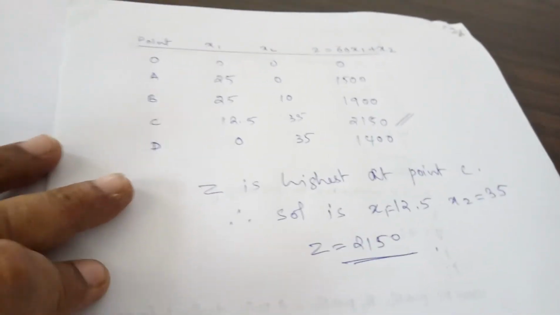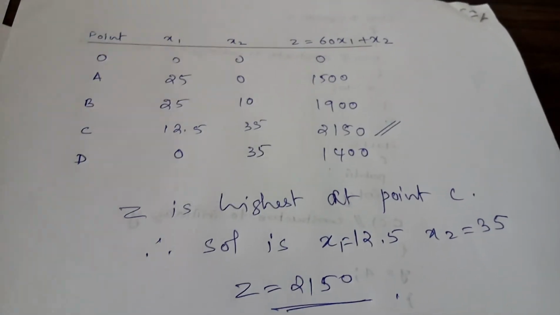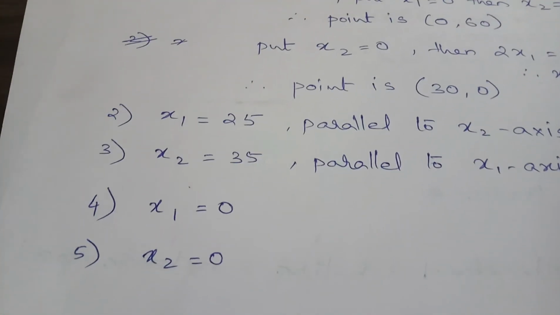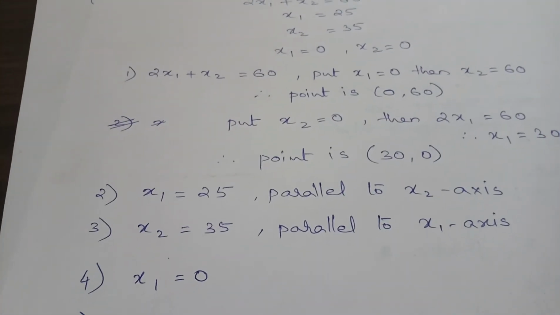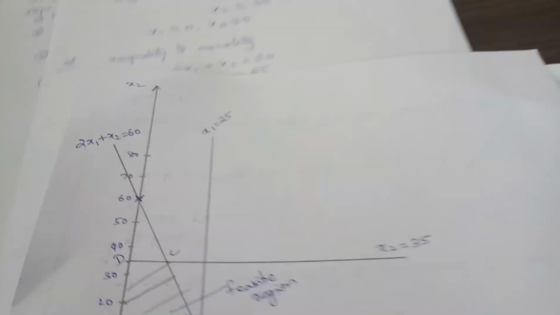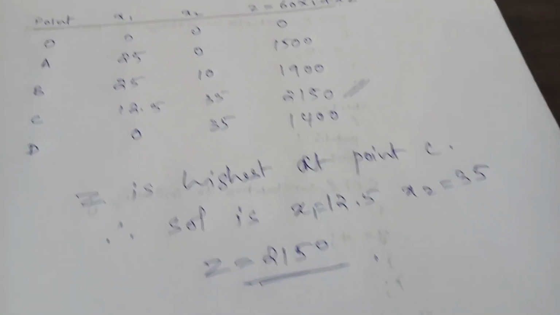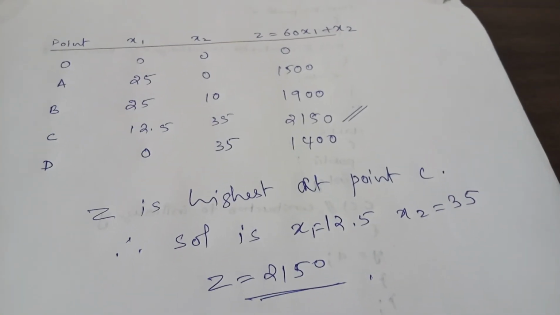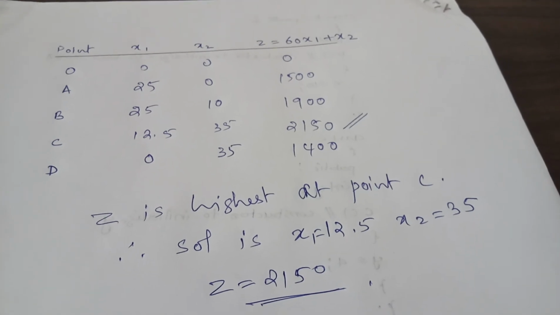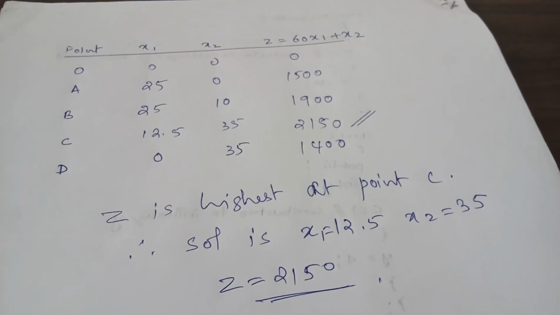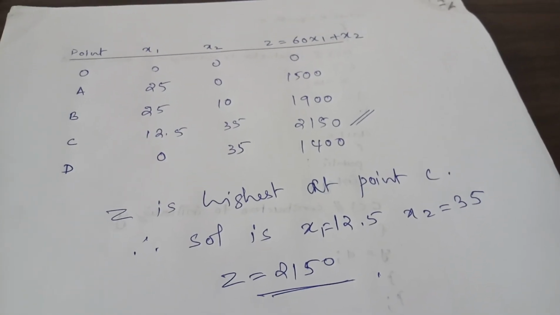This is how it is solved using the graphical method. First convert all the inequalities into equalities, find the coordinates, and after that draw the graph with it and find the feasible region, find the points, and then find the solution. Hope this is clear, students. Thank you.